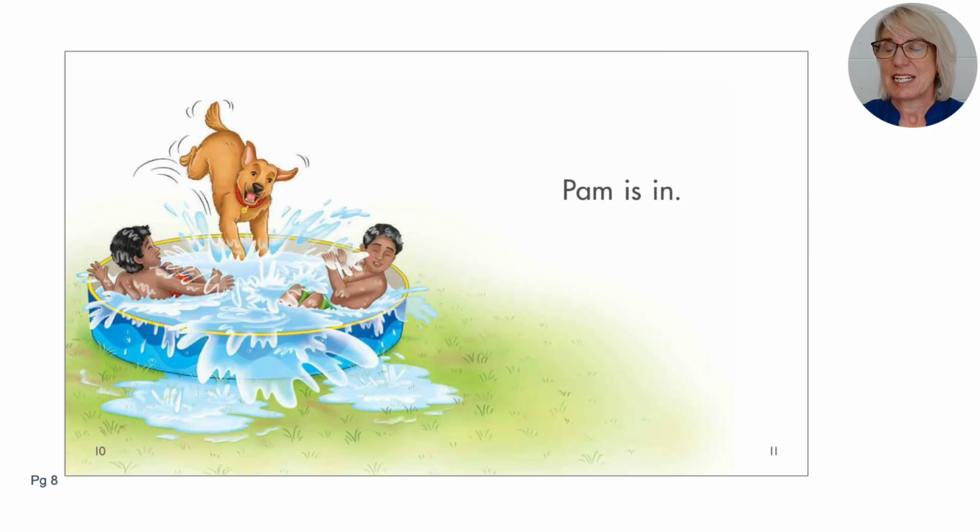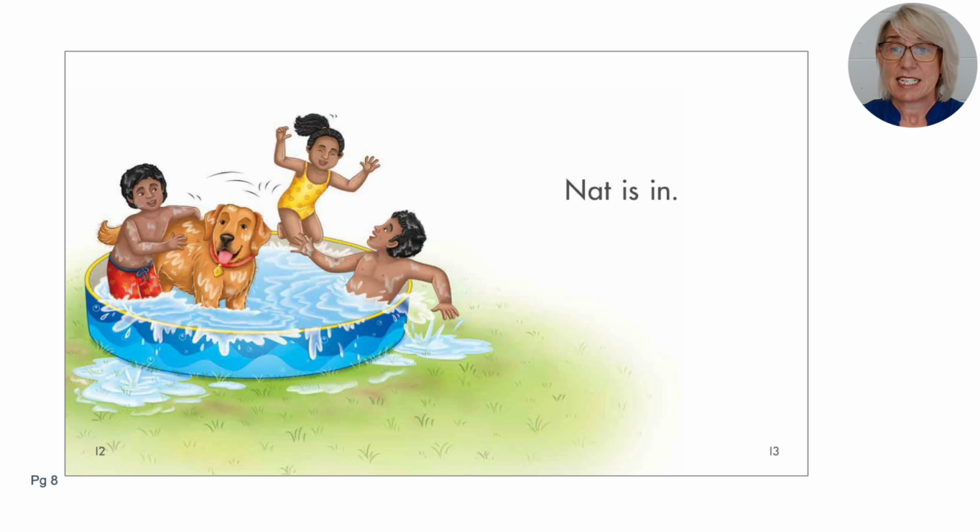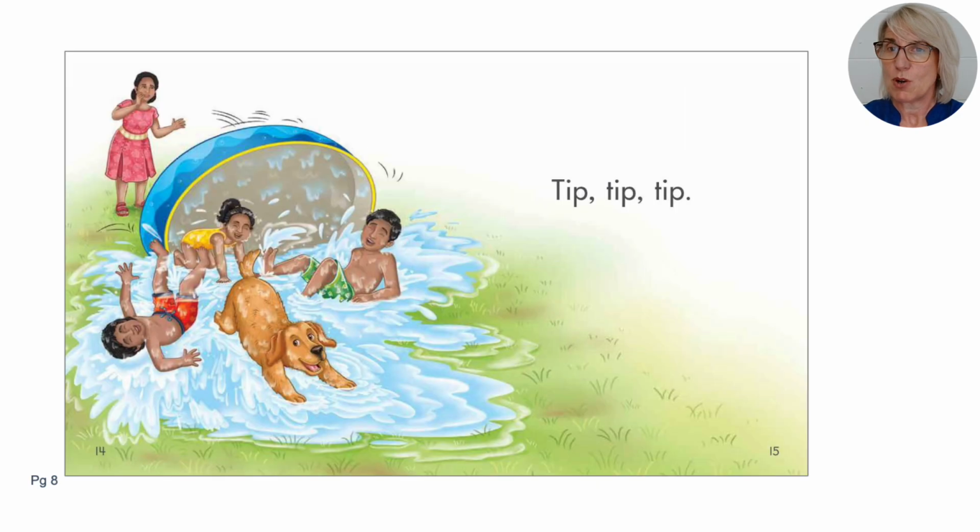Pam is in. Here we've got the word is, which is a tricky word. It has the irregular sound of the S representing the Z sound in is, so we'd have to teach that explicitly to the children. Nat is in, so the tricky word repeats here. Tip, tip, tip, so we've got commas being used to repeat one word. We'd also teach the children here that capital letters and lowercase letters represent the same sound, and we use capitals at the beginning of a sentence.